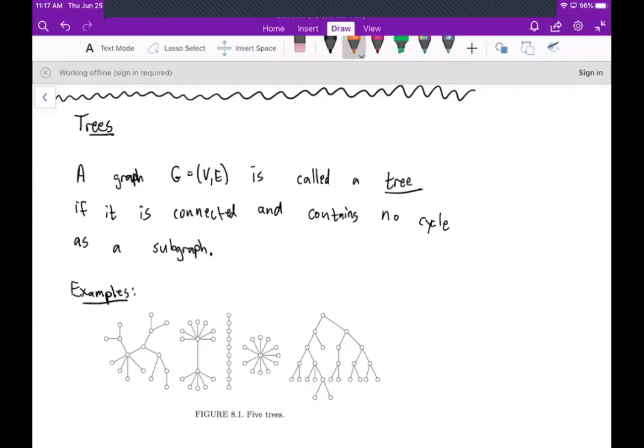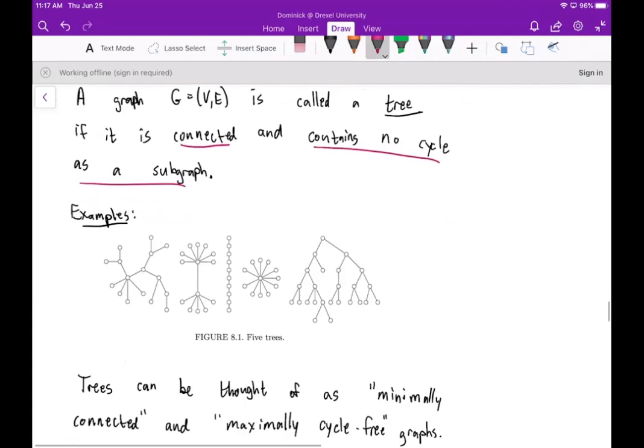Okay, guys, welcome. Today we're going to talk about trees. Now, we say that a graph is called a tree if it's connected and it contains no cycle as a subgraph, right? So here are some examples of trees. And the idea is that the tree, of course, is connected and it contains no cycle. So you can imagine that if you start at one node, you're not going to be able to get back to that node without crossing over some nodes that you've already used, right?